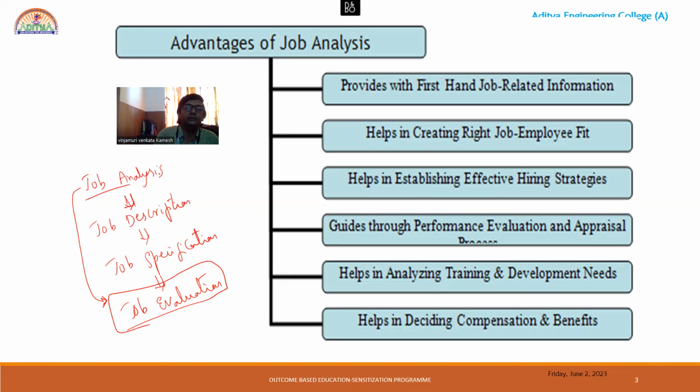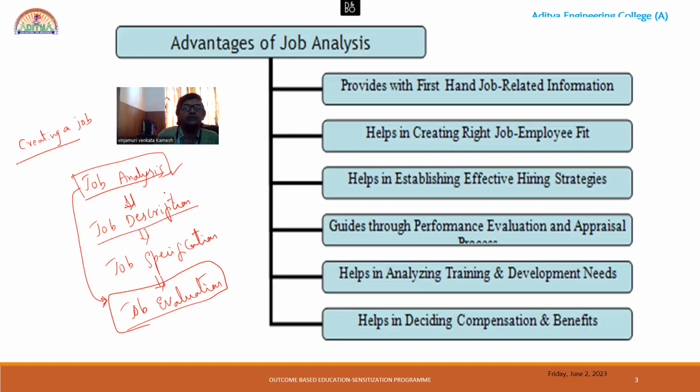Job analysis means we are clubbing so many activities, creating a job. We are listing out so many activities in the company, combining the activities which are related to a particular theme. That is called a job. So we are creating so many jobs by means of job analysis.